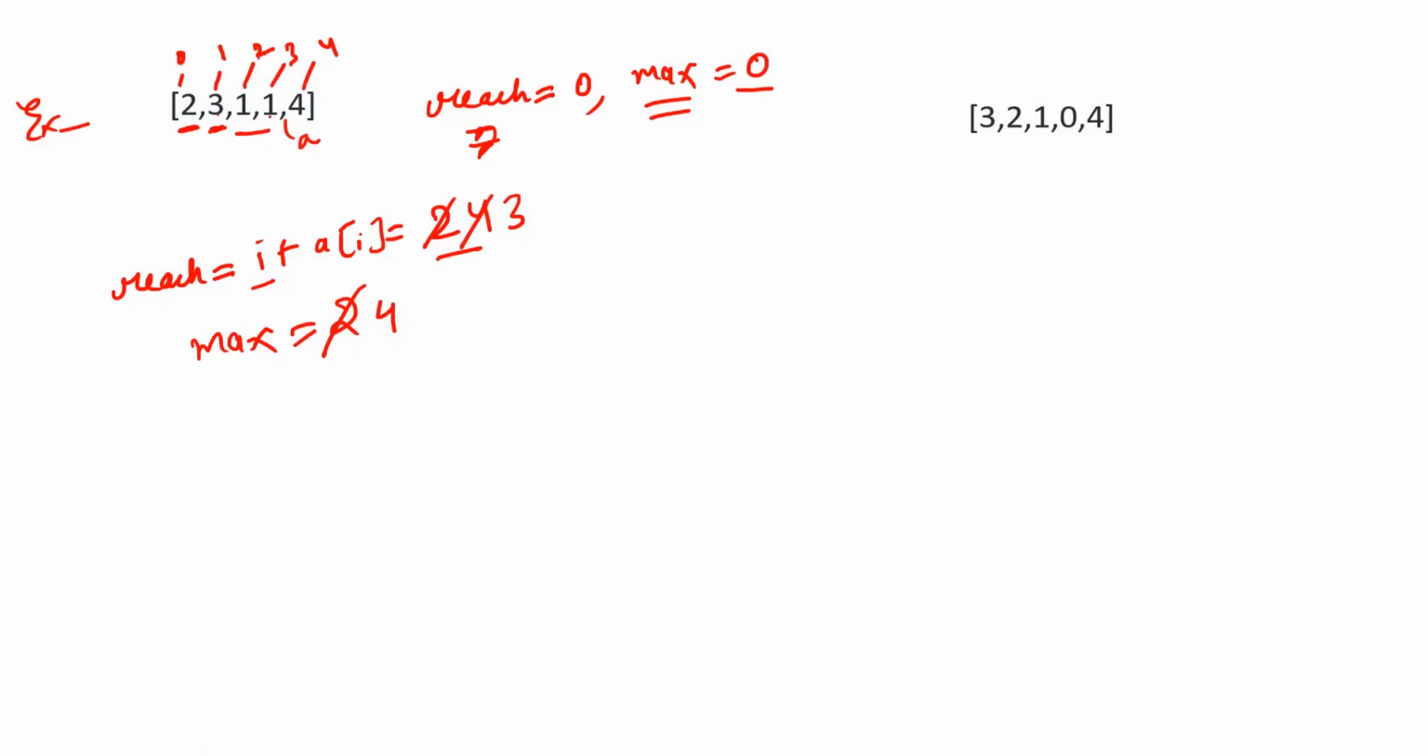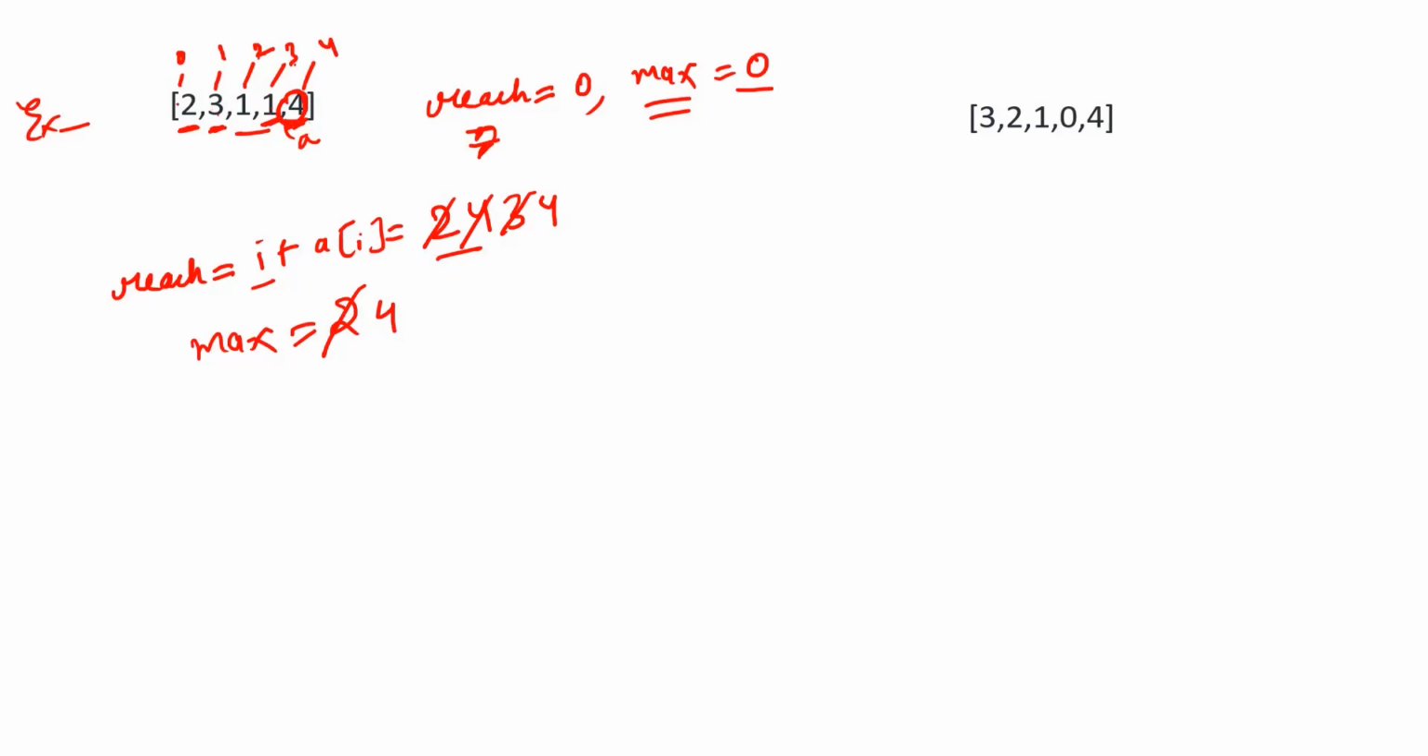Again, we are going to move further. So the i value will be further incremented. 3 plus 1 is going to give you what? 4. Reach will be 4. You can see they are similar, so nothing is going to happen. Then we'll be reaching the last index.